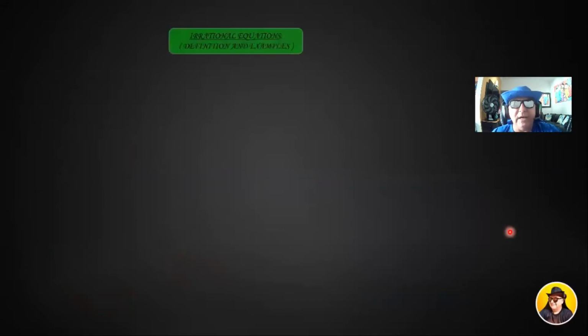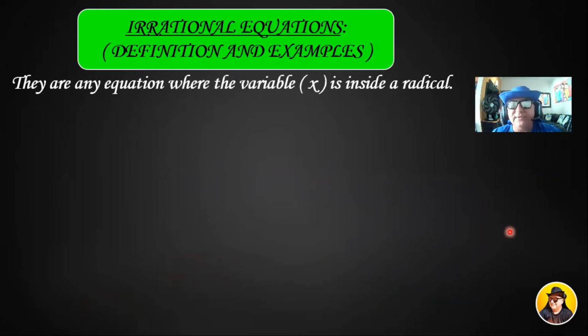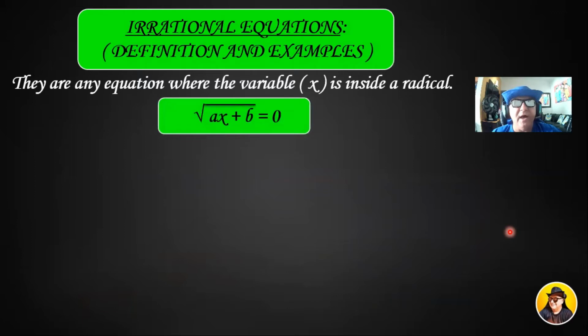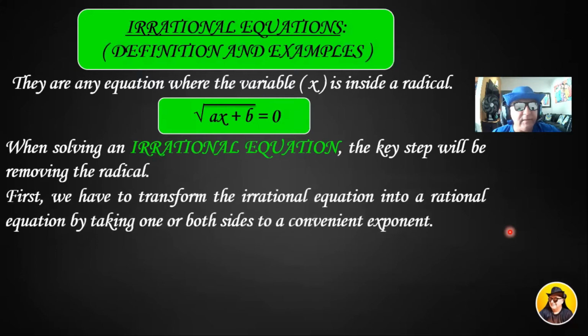Okay. Well, as I told you, let's talk about the irrational equations, definition, and some examples. Let's say they are any equation where the variable x is inside a radical. So here you can see the square root of ax plus b is equal to 0. This is just a kind of general formula, all right?